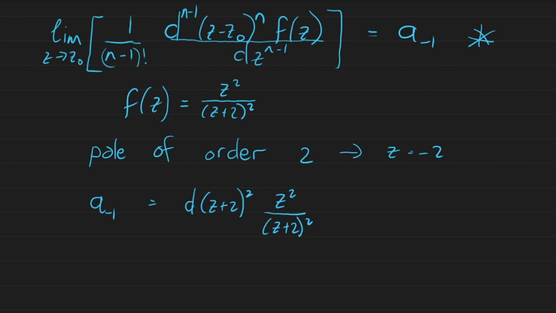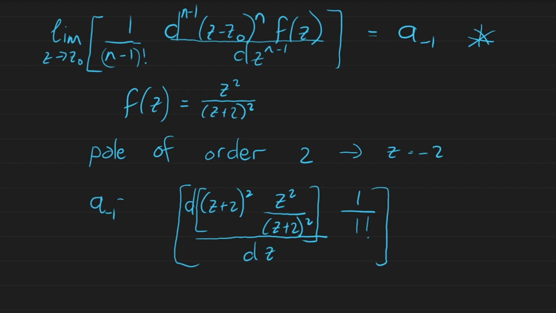And we're taking the derivative of this whole thing, d/dz. n minus 1 is 1, so it's a first order derivative. And we're multiplying this by 1 over (n minus 1) factorial, so n is 2. So we can just substitute that in, and we can just say 1 over 1 factorial. This entire thing, we're taking the limit as z approaches minus 2.